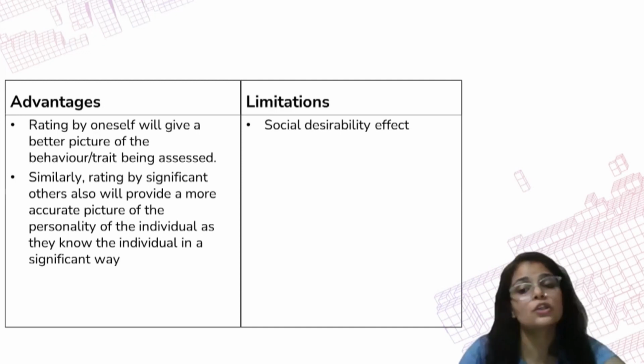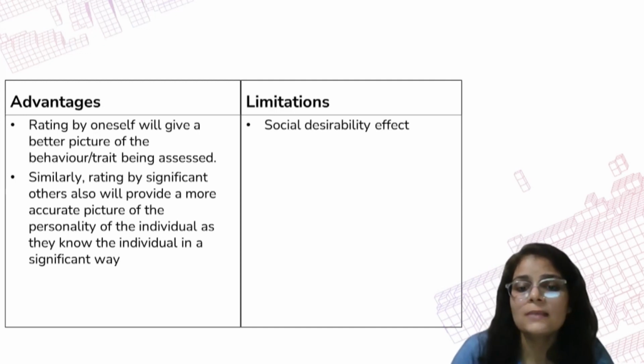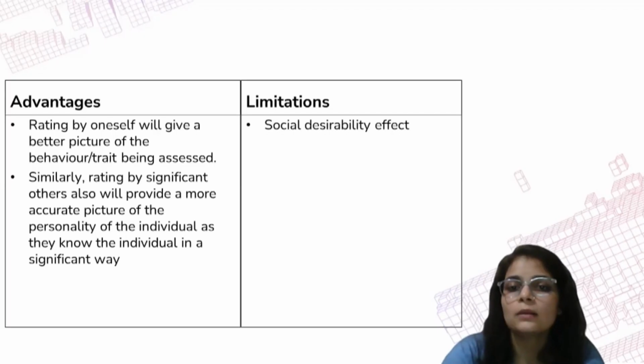And the limitation is the social desirability effect. What do you mean by social desirability effect? The social desirability effect can be understood as the individual, the test giver or the respondent, giving responses that are socially desirable or socially acceptable, and not the honest answers.